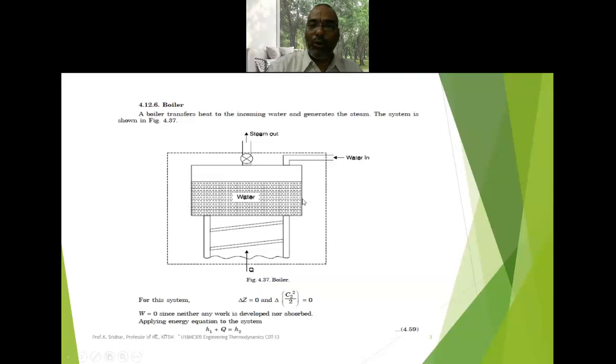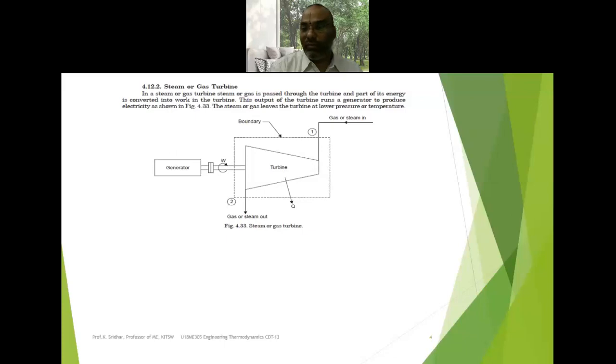The boiler will not produce any work, so the work also can be taken as 0. Whenever you implement all these assumptions in the steady flow energy equation, it becomes H1 plus Q is equivalent to H2, or Q is equivalent to H2 minus H1. Our intention is to find out how much heat is transferred to the water. So the heat transfer to the water is equivalent to the increase in the enthalpy content of the steam. That is, H2 minus H1 is nothing but the increase in the enthalpy content. So Q is equivalent to H2 minus H1.